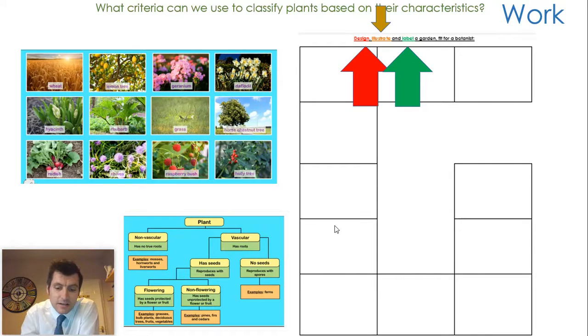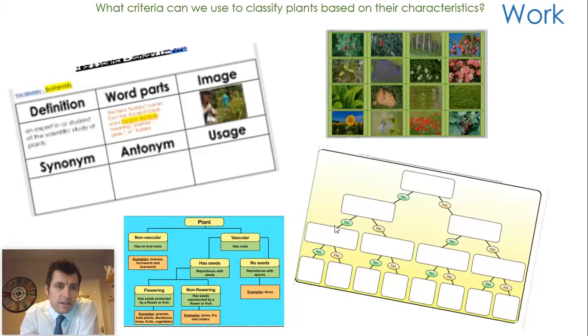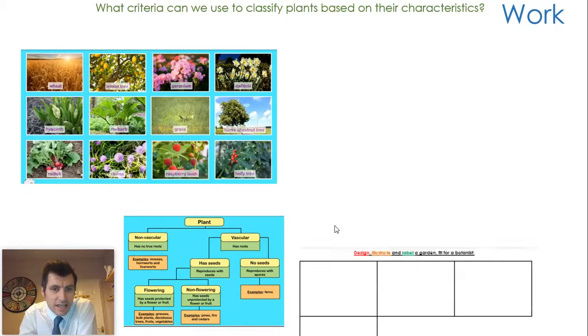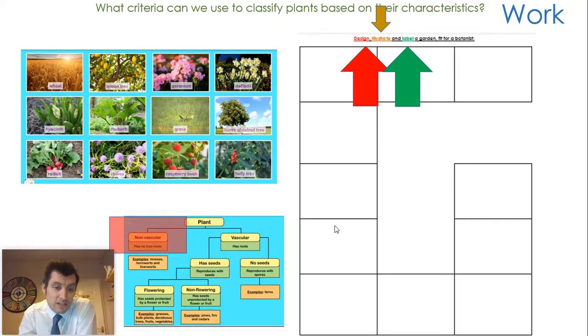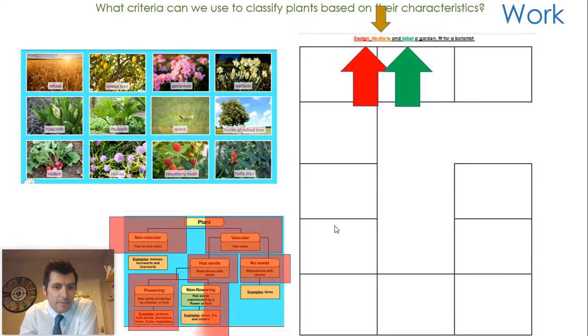So your tasks then, to go back, first one, those synonyms, antonyms, usage. Second one, that classification tree, and then garden design. Okay, I look forward to seeing those completed garden designs. And I also look forward to seeing, as I go through here, you can see the different sections you can divide that into. But I also look forward to seeing your faces again.